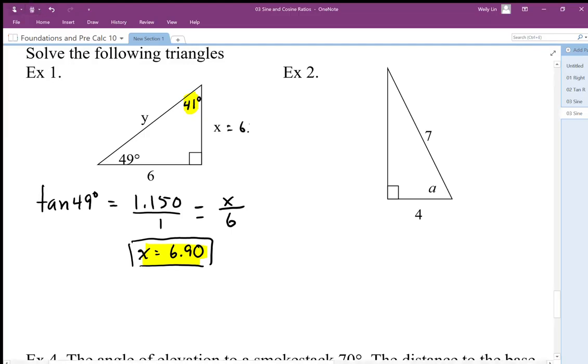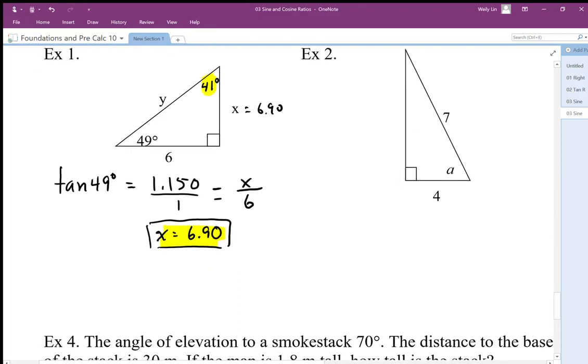So 6.90 squared plus 6 squared equals y squared. I can also use another ratio. Since we're getting used to doing trig, I'm going to use the adjacent side and hypotenuse. If I go to my SOHCAHTOA, I know that's a cosine ratio, and I'm going to use 49 degrees. The adjacent side to 49 degrees is 6, and the hypotenuse is y.